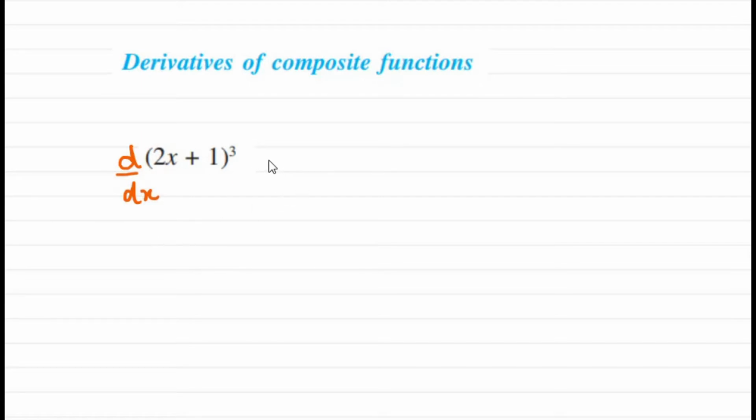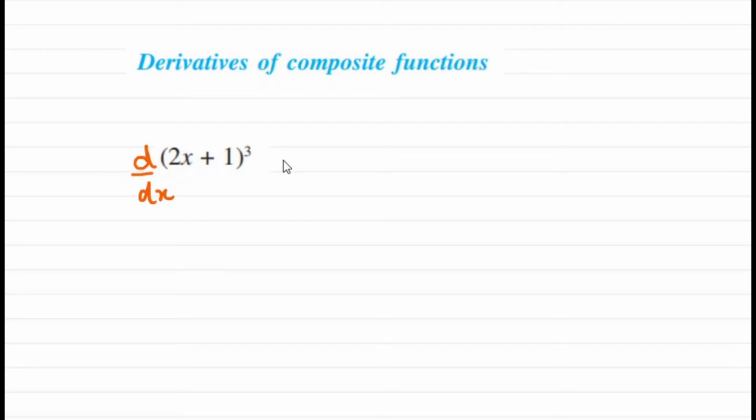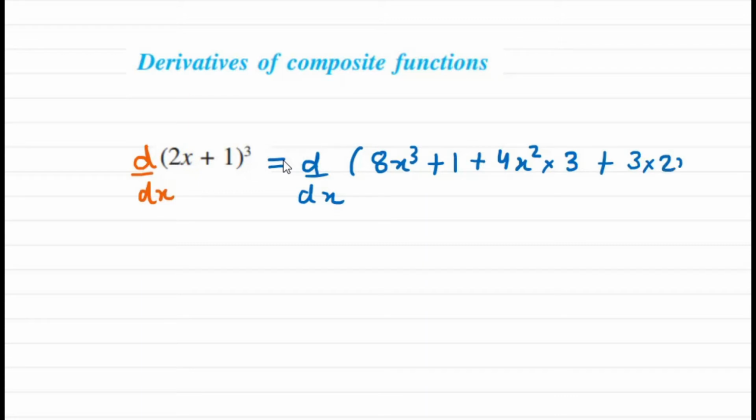For finding the derivative of this, either you will expand it. So d over dx of (2x + 1) whole cube will be how much? You can expand it with the whole cube formula, so it will be 8x cube, cube of the first one, plus 1, plus a square b, so that will be 4x square into 3, a square b plus 3ab square, so 3 into 2x. So this will be your expansion of this one. Now you have to find out the derivative of this.